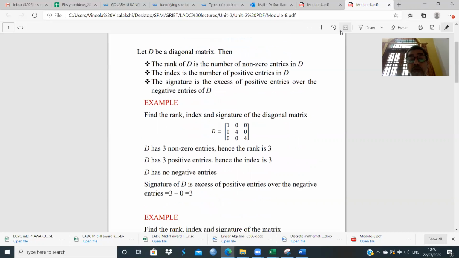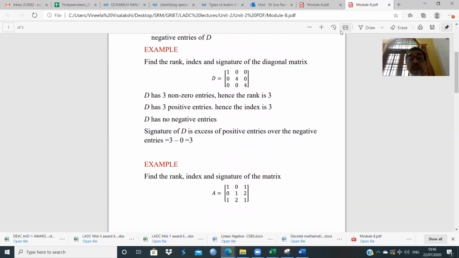So let us take a very simple situation of a diagonal matrix whose elements are 1, 4, 4. And the rank is 3 because there are 3 non-zero elements. The index is 3 because there are 3 positive entries in D. D has no negative entries. So the signature for this matrix will be number of positives minus number of negatives, which is 3 minus 0, or 3.